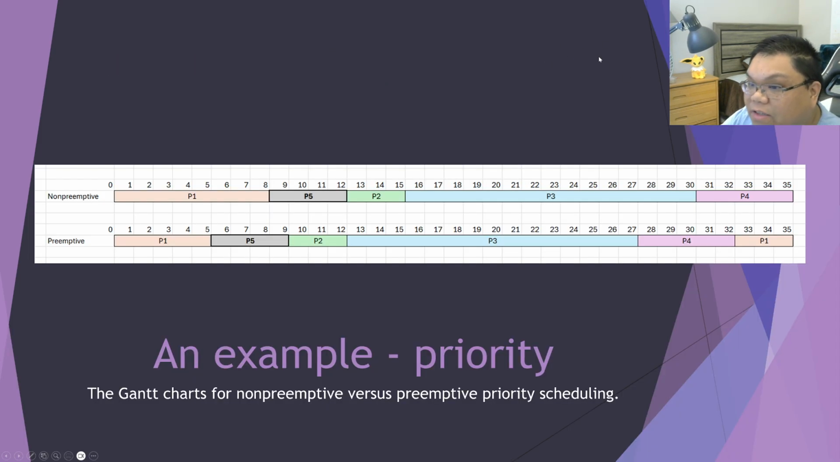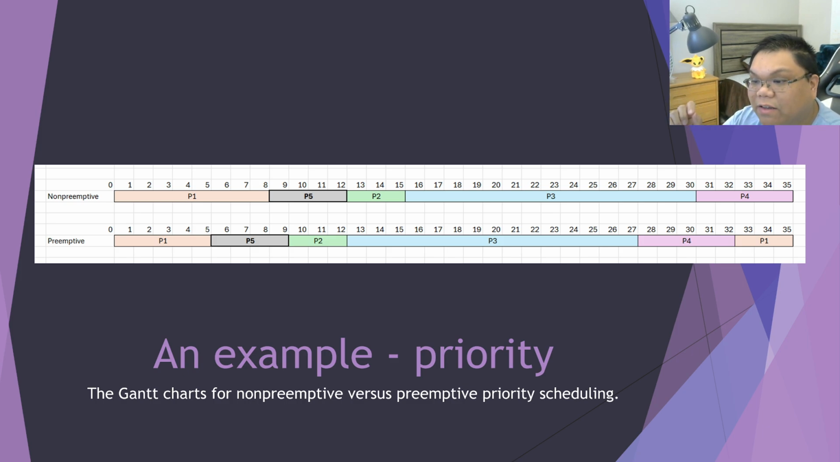So here are the Gantt charts for that. When process 5 arrives with a higher priority than all other processes, with non-preemptive scheduling, it simply waits for process 1 to finish its job. And when process 1 is done, it's process 5's turn. Because process 5 has a higher priority than all the other processes, it gets to run first before processes 2, 3, or 4. And that's with non-preemptive scheduling.